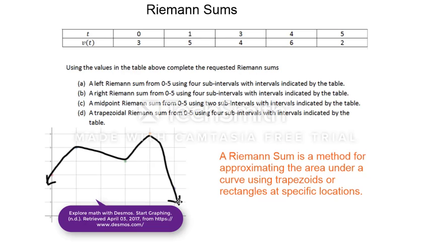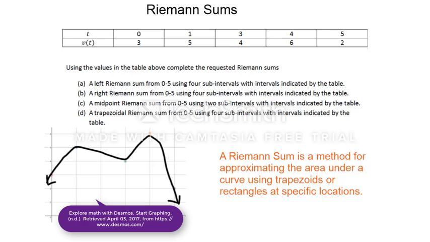So we want to be able to find the area under the curve. And at best, we can use a Riemann sum, which is going to help us approximate that area. So for instance, in the given problem, we have a function with table values illustrated up top, and we are trying to figure out the approximate area under the curve from 0 to 5 using the Riemann sums labeled here.